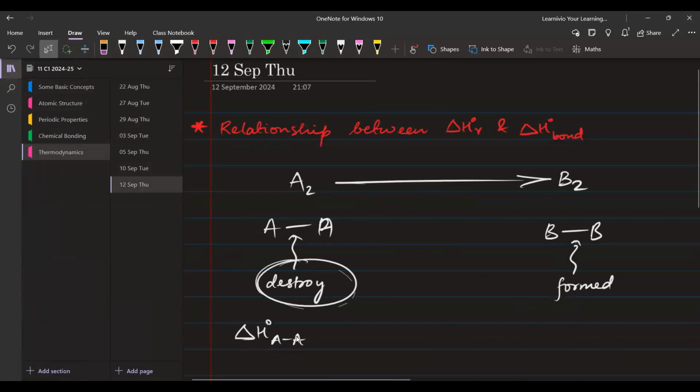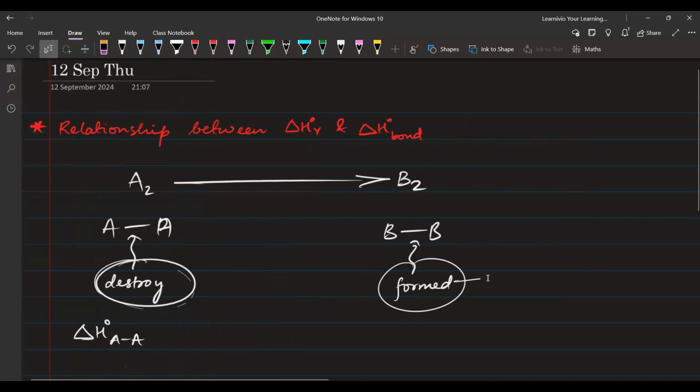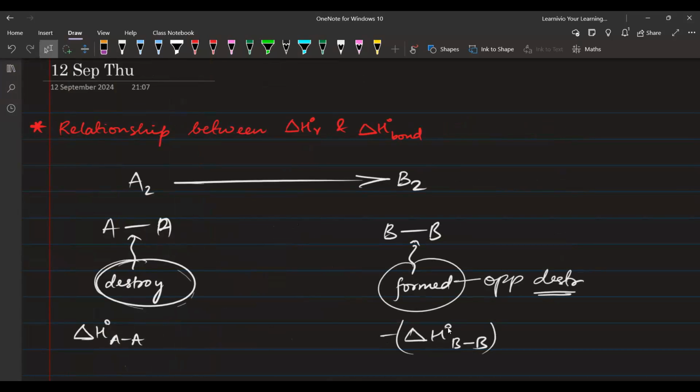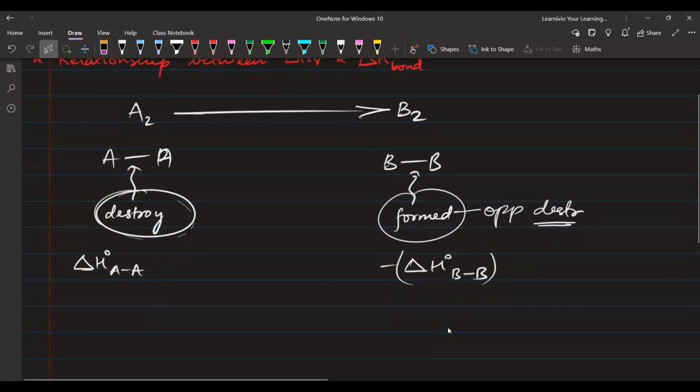Does it make sense? Yes or no? Please tell me. Yes, sir. And formation will be opposite of destruction, and then this will be delta H naught BB, and this will be negative because, what is this delta H naught BB? It is the energy required to break the BB bond, but we are forming, so the negative sign. Does it make sense? Yes or no? Please tell me. Yes, sir.